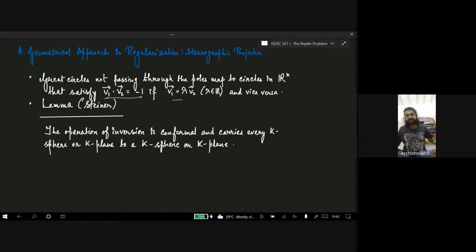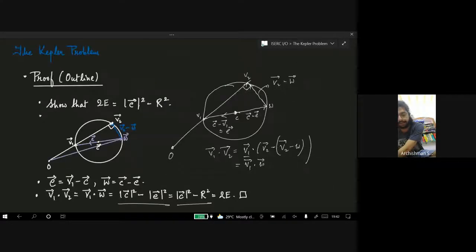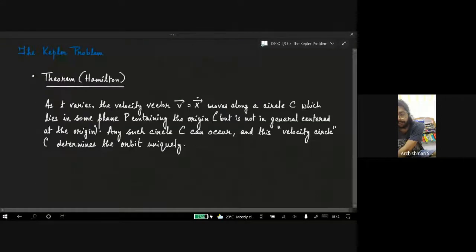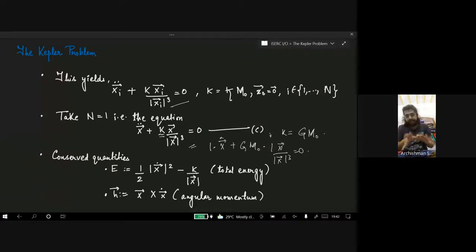So moving ahead, let me come to the problem of regularization. To do that, I need to go way back to the equation x double dot plus kx by x cubed is 0. The point is, these equations do not hold at x equal to 0. These equations are not defined for x equal to 0.